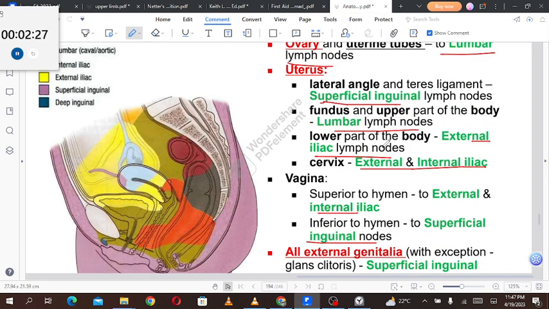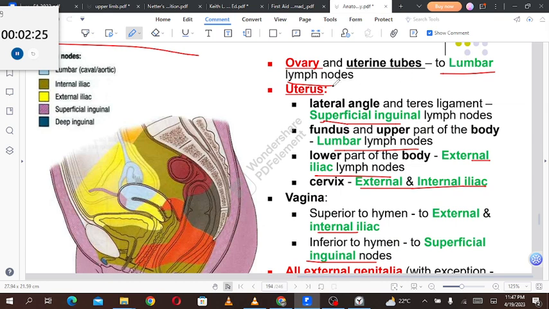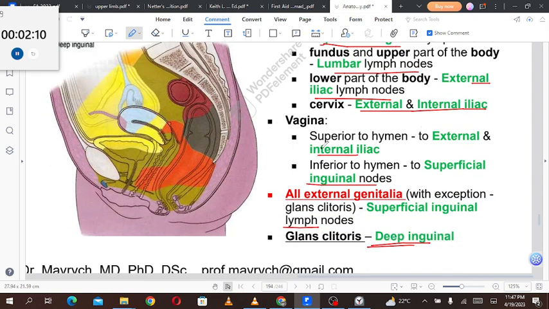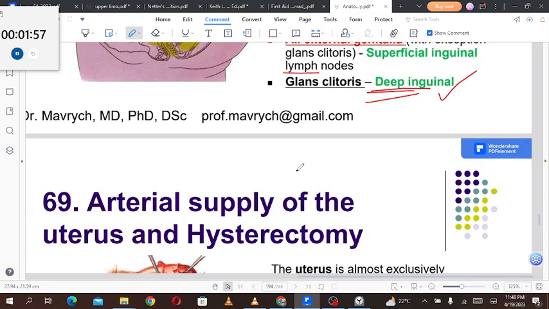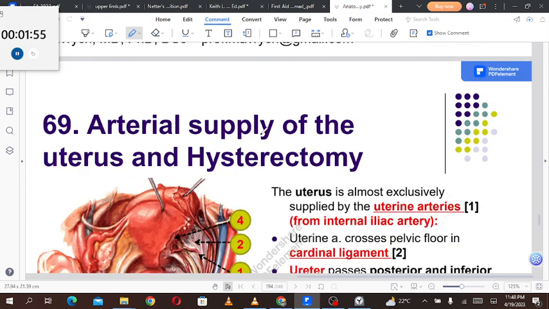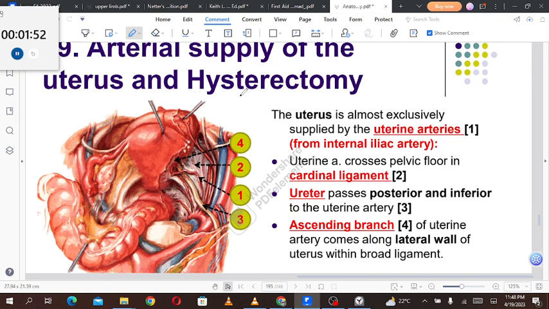So remember these things as well. Let's revise them once again. Ovary and the uterine tube go to the lumbar lymph nodes. The uterus drains from the lateral angle and teres ligament to the superficial inguinal lymph nodes. Fundus and upper part of the body, lumbar lymph nodes. Lower part of the body, external iliac lymph nodes. Cervix will go to the external and internal iliac. Vagina, superior to the hymen, will go to the external and internal iliac lymph nodes. Inferior to the hymen to superficial inguinal lymph nodes. All external genitalia with the exception of glans and clitoris, superficial inguinal lymph nodes, and the glans and clitoris will go to deep inguinal lymph nodes.